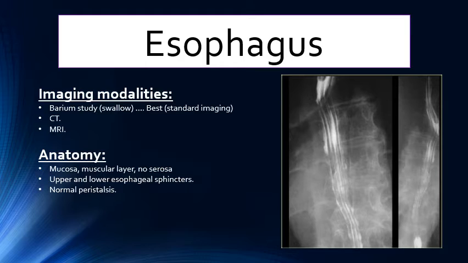If we, for example, discover any malignant lesion within the esophagus, we can stage it or search for its metastasis or its extension using CT or MRI. The esophagus has anatomy like other parts of the GIT, including the mucosa, the muscle layer, and the external serosa.